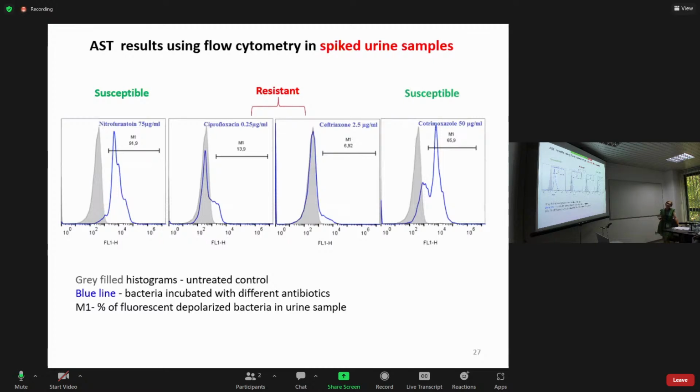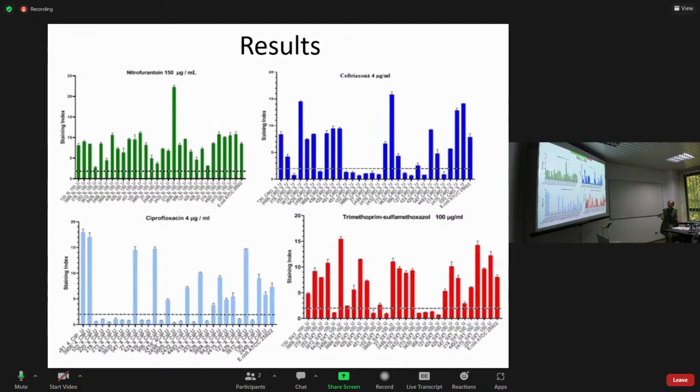But we could also have this aspect. So, as you can see, the fluorescence of the treated bacteria is practically superposed over the fluorescence peak of the untreated bacteria. So, the antibiotic does not affect the bacterial population. And the results would be susceptible to nitrofurantoin and trimethoprim-sulfamethoxazole and resistant to ciprofloxacin and ceftriaxone. Very, very rapid result.